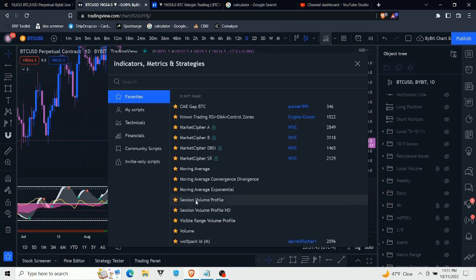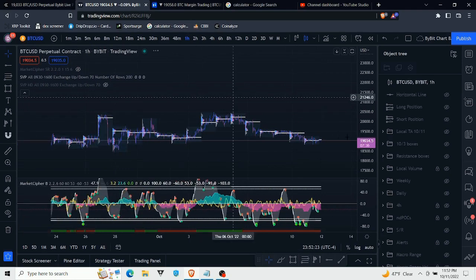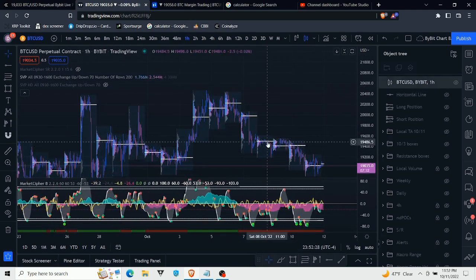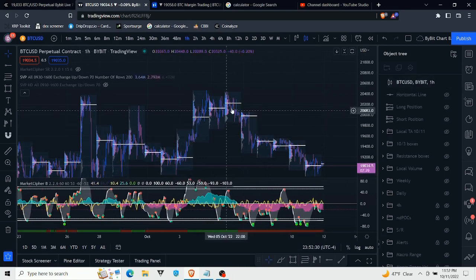The reason I use both of these is because the HD will change slightly based on how much price action is on the screen. If you zoom out, it will change slightly. If you zoom in, it'll change a little bit. Basically, what these tools do is give you a fixed range volume profile of each individual day.